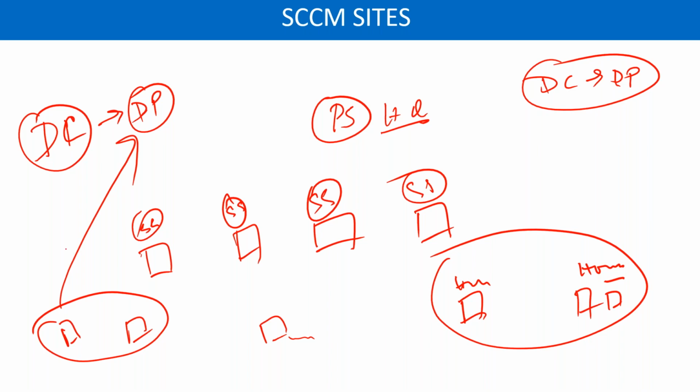And also it depends on the internet connectivity they have, to connect to the DP and then download from there. That's very difficult. So you have to increase the distribution points. That's one solution. The second solution, Microsoft gives you another solution, and that is cloud management gateway.